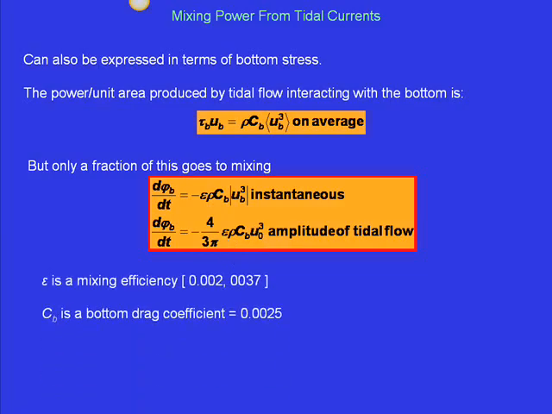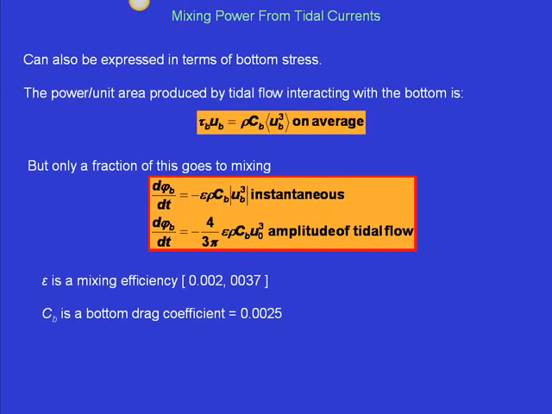And there are several values of that mixing efficiency reported in the literature, the range going from 2 times 10 to the minus 3 to almost 4 times 10 to the minus 3. And you've said the only thing you've learned in this class is the bottom drag coefficient. Is it true? I hope not. Not even that. Well, if you haven't, there you go.